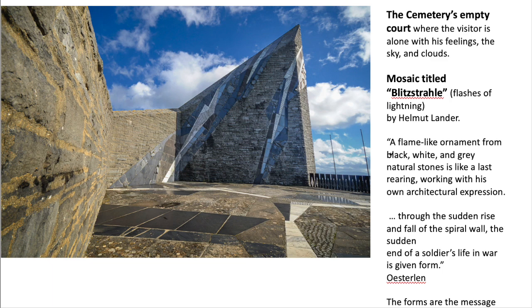And it's totally empty. That's the surprising part, and which really hits you. There's nothing, no monument, no inscription, nothing. Together with the mosaic called Flash of Lightning, the architecture and the emptiness constitute the message, which is best expressed by Ungers himself: a flame-like ornament from black, white and grey natural stones is like a last rearing, working with his own architectural expression. Through the sudden rise and fall of the spiral wall, the sudden end of a soldier's life in war is given form.